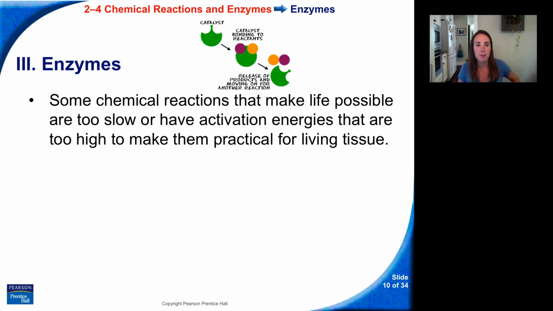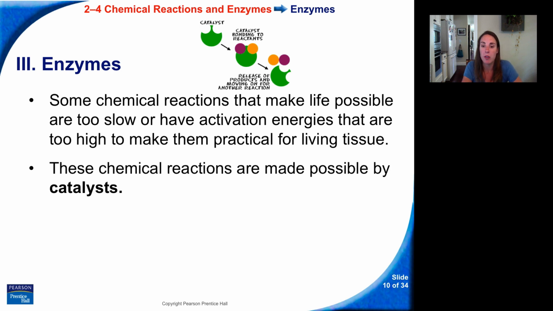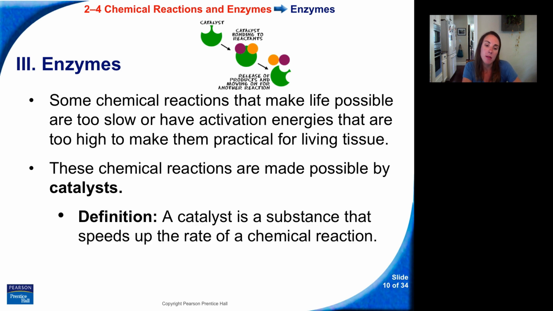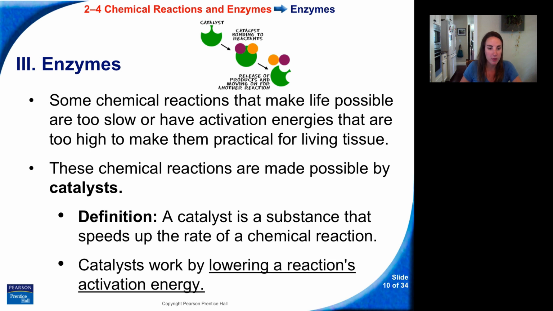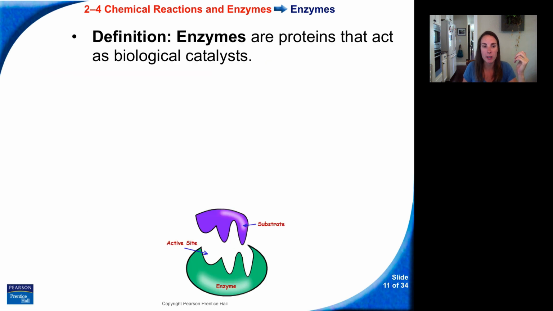So enzymes. Some chemical reactions that make life possible are too slow or have activation energies that are too high to make them practical for living tissues. So these chemical reactions are made possible by what we call catalysts. A catalyst is a substance that speeds up the rate of a chemical reaction. A lot of the reactions in our body occur too slowly, so we need something to speed them up. Otherwise, we wouldn't survive. What catalysts do is they work by lowering a reaction's activation energy, so lowering the amount of energy needed to get that reaction started.